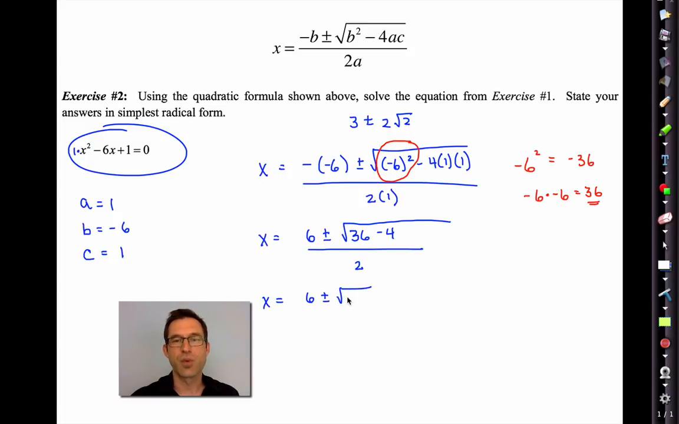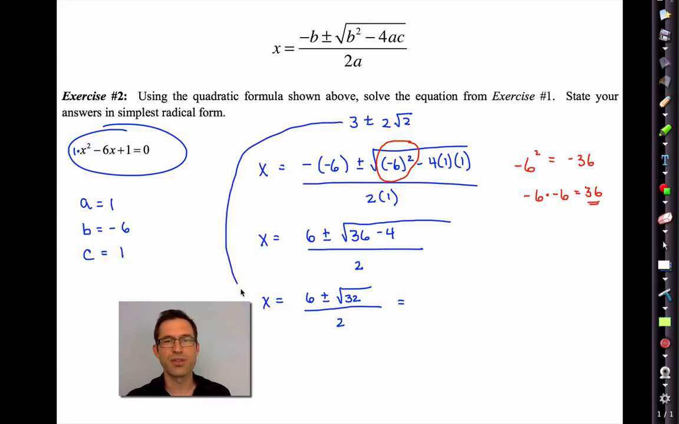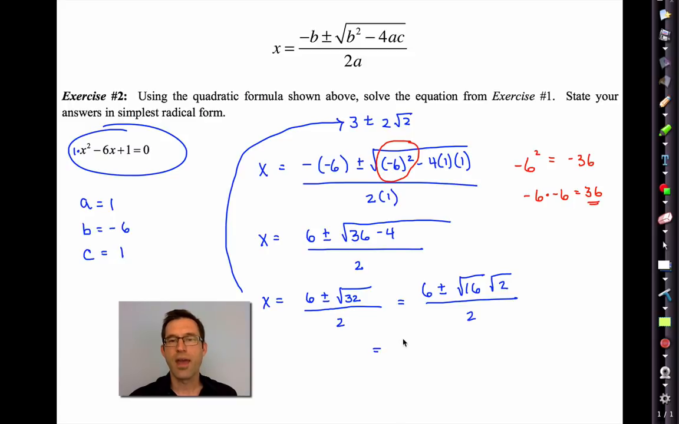Obviously, what's underneath the square root simplifies to be 32 divided by 2. Now, that's not simplest radical form, and we're fairly sure we should be getting this answer. So at this point, what I'm going to do is simplify that radical. I can simplify that into the square root of 16 times the square root of 2, right? All divided by 2. And now I can make that square root of 16 into 4.